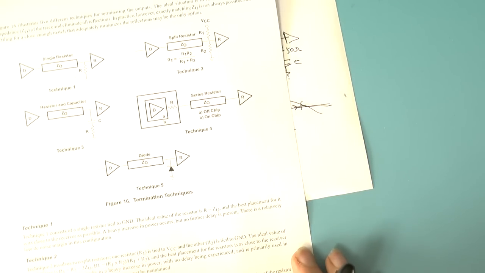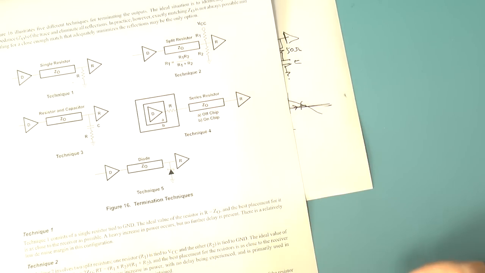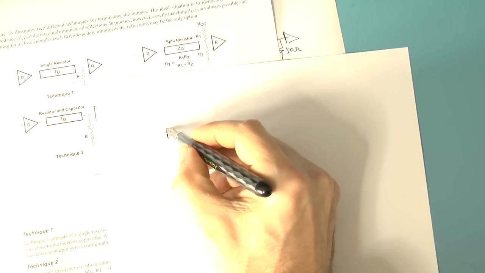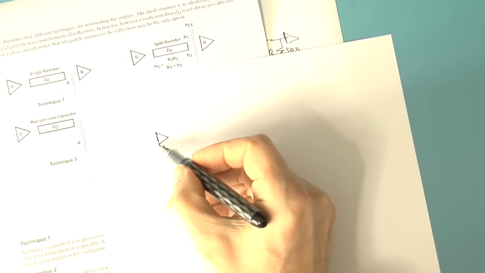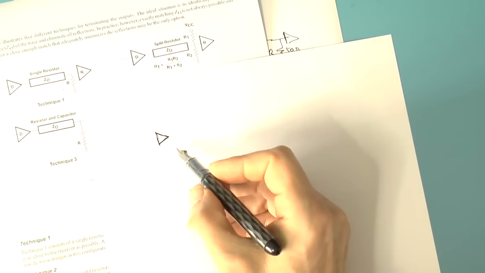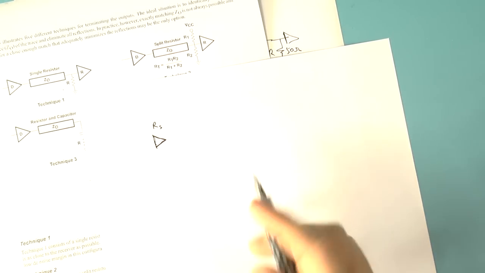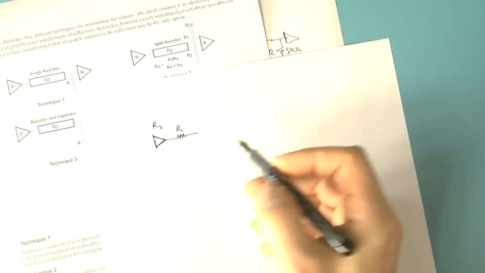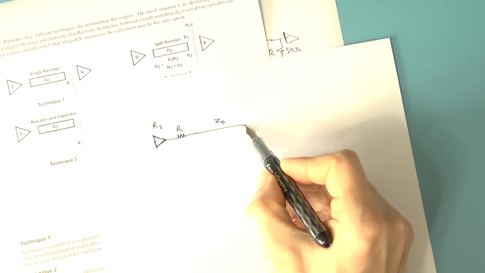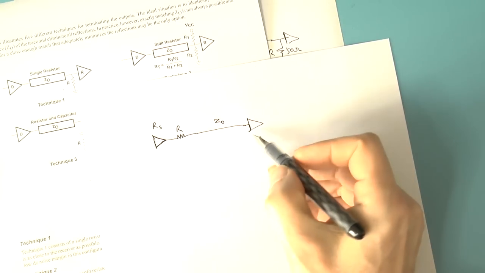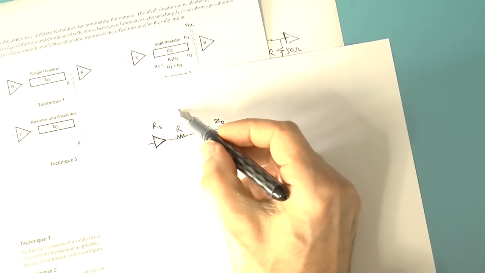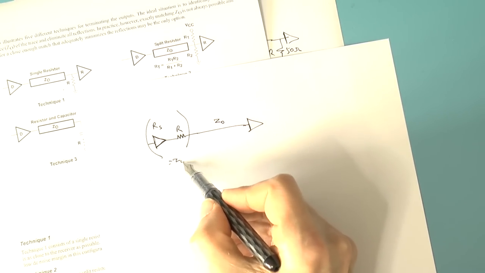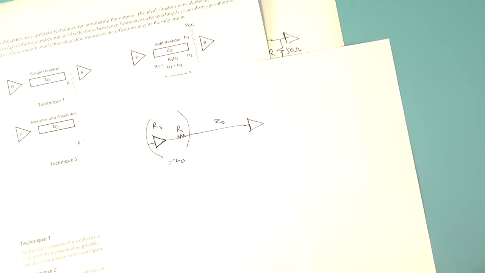So there's this final type of termination called series termination. Now what series termination looks like is this. We have a driver which has some sort of source resistance already. Let's call it RS. And then we've got a series resistor. Let's just call it R. And then you've got your line, which is Z0, and then you've got your receiver over here. Now, if the resistance over here is equal to Z0, then you have a properly terminated line.